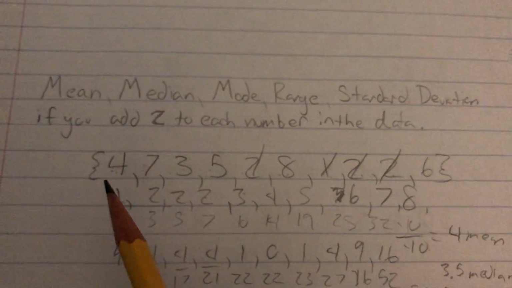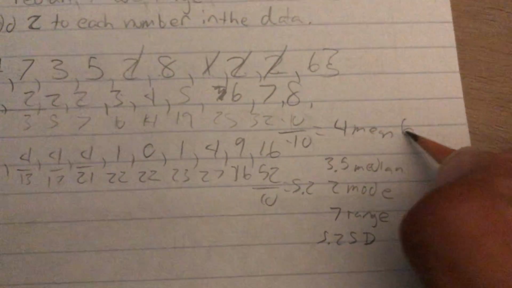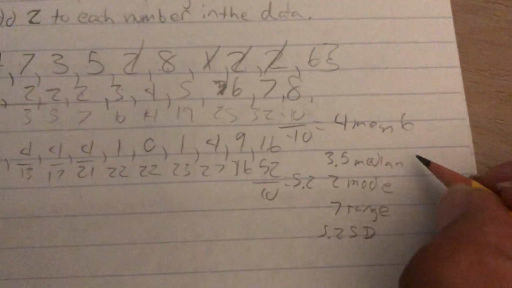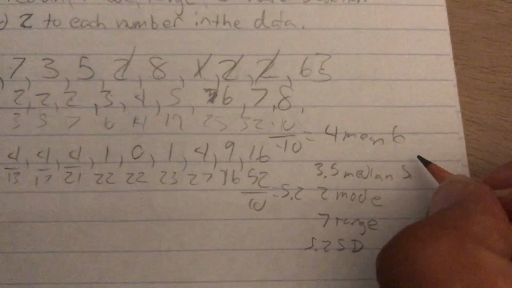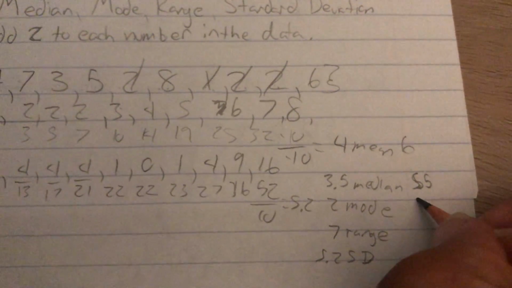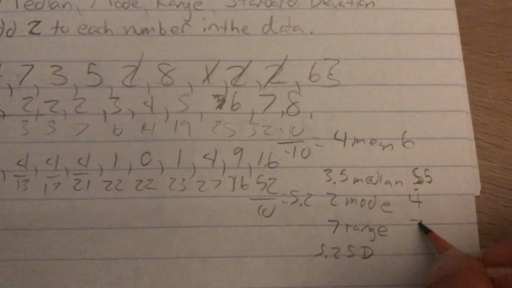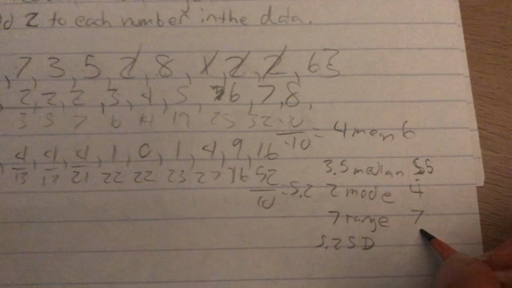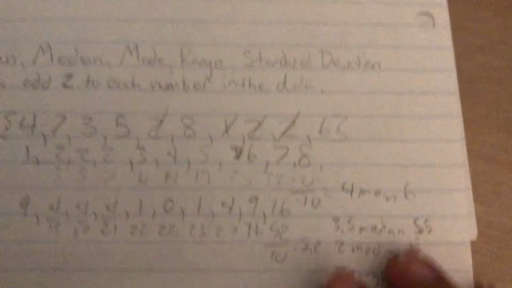Now, if I would have added 2 to everything, the mean would have gone up by 2, so it would have been 6. The median would have gone up by 2, so it would have been 5.5. The mode would have been 4. The range would have stayed the same, and the standard deviation would have stayed the same as well. So 5.2 as well. All right.